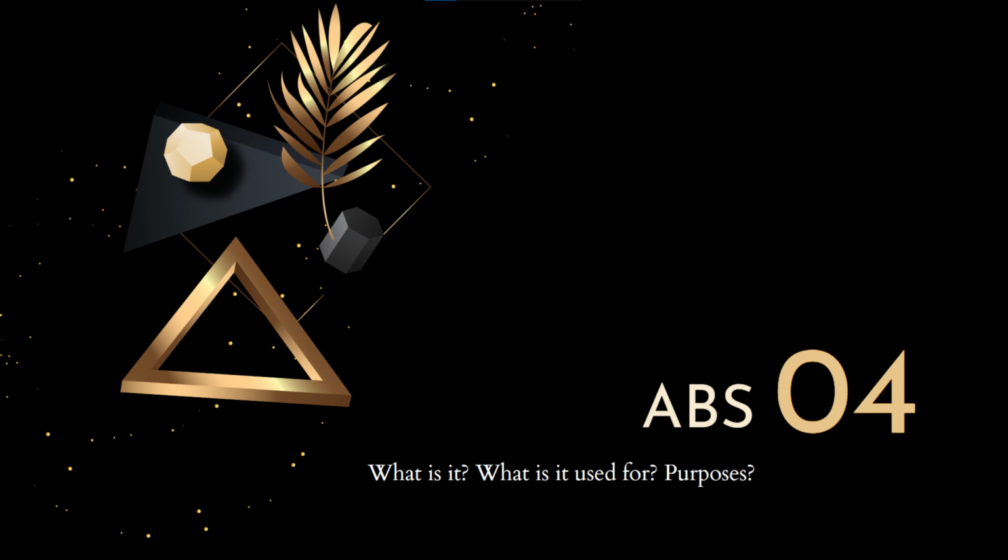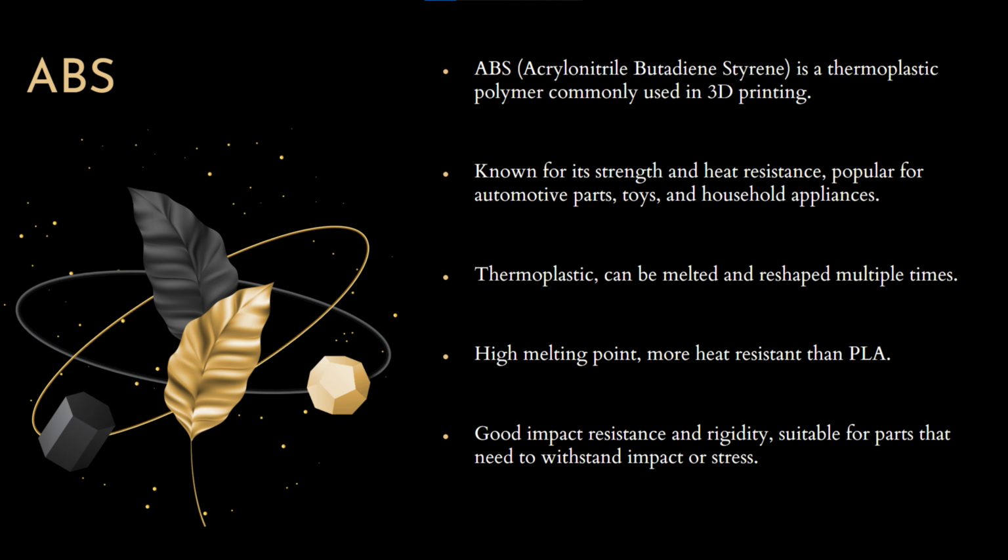Now let's talk about ABS. So ABS is a thermoplastic polymer, which is known for its strength and heat resistance. It's popular for automotive parts, toys, and household appliances. It's a thermoplastic, which means it can be melted and reshaped multiple times. It has a high melting point, which makes it more heat resistant than PLA. Its good impact resistance and rigidity makes it suitable for parts that need to withstand impact or stress.